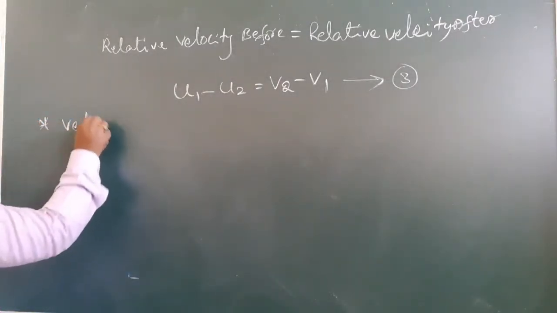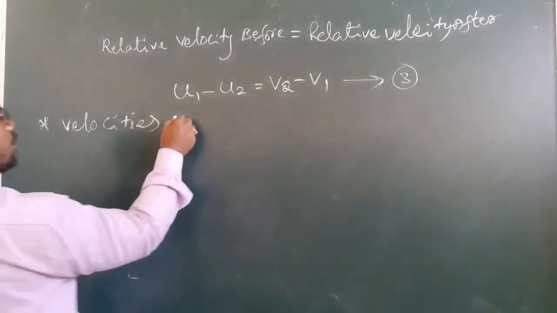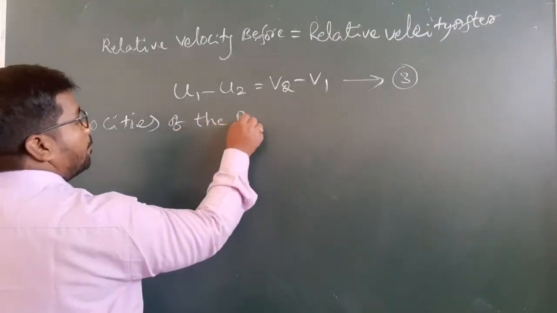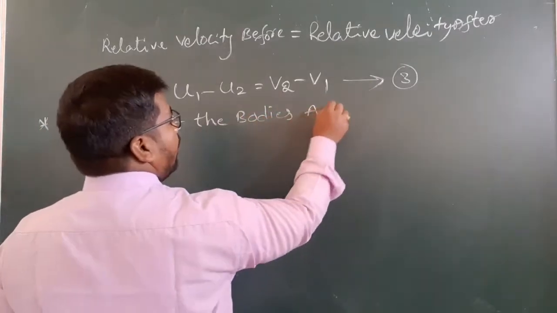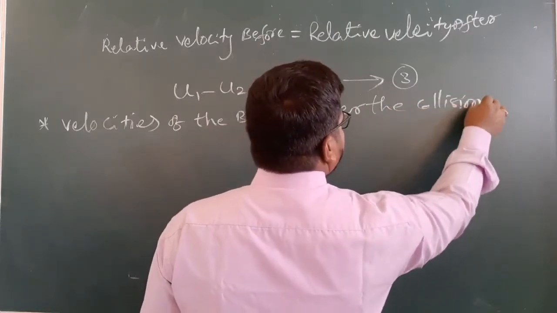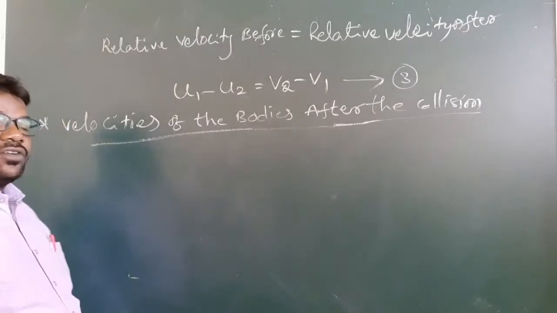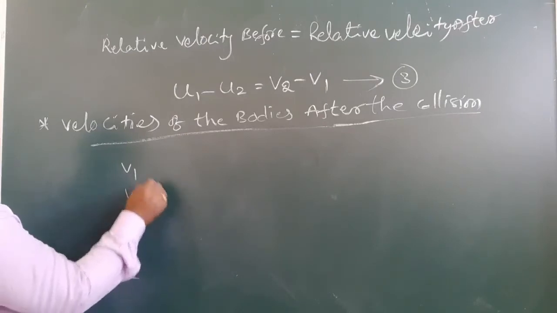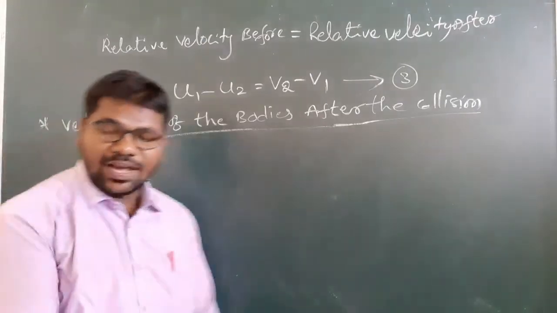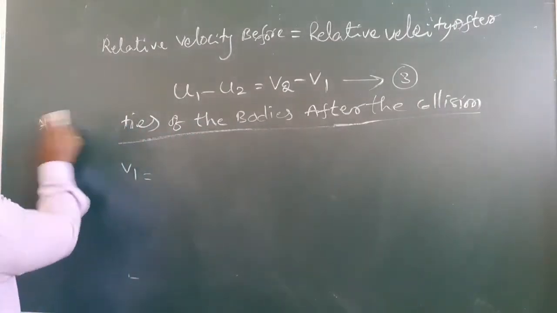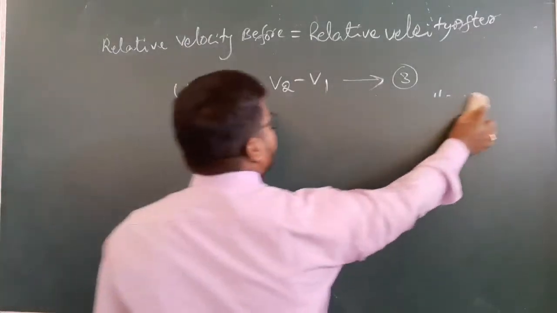Understand how we can find the final velocities? They are v1 and v2. We have to find the v1 and v2 values. Okay, my children? How can we find them? We will find them from the derivation.